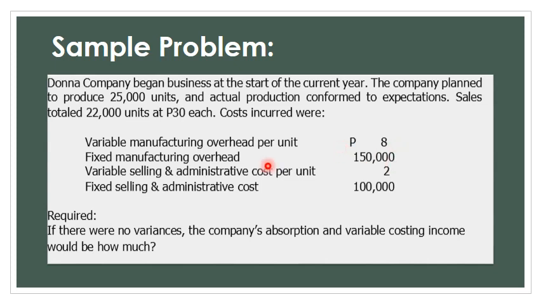Okay. And dito din, yung fixed manufacturing overhead natin na 150,000, pwede nating makompute yung per unit. Okay? Kasi pwede natin siyang gamitin sa pag-compute ng product cost using absorption and variable costing. So, 150,000 divided by the actual production given then 25,000. So, ang fixed manufacturing overhead natin ay 6 pesos per unit.